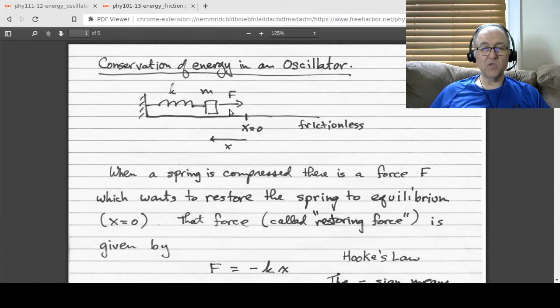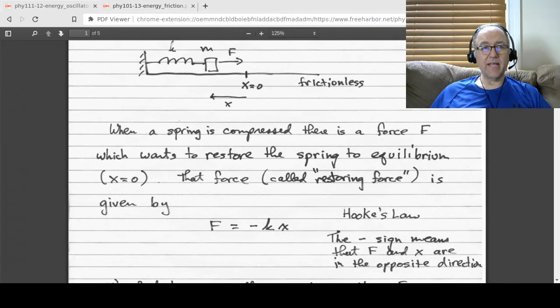And so you can see here a force to the right. That force wants to restore the mass to equilibrium. The displacement: which way did I squeeze or compress the spring? Well, that's x, and I compressed it into the negative x direction like that, okay? So the force here is actually called a restoring force because it wants to restore the mass to equilibrium, okay?